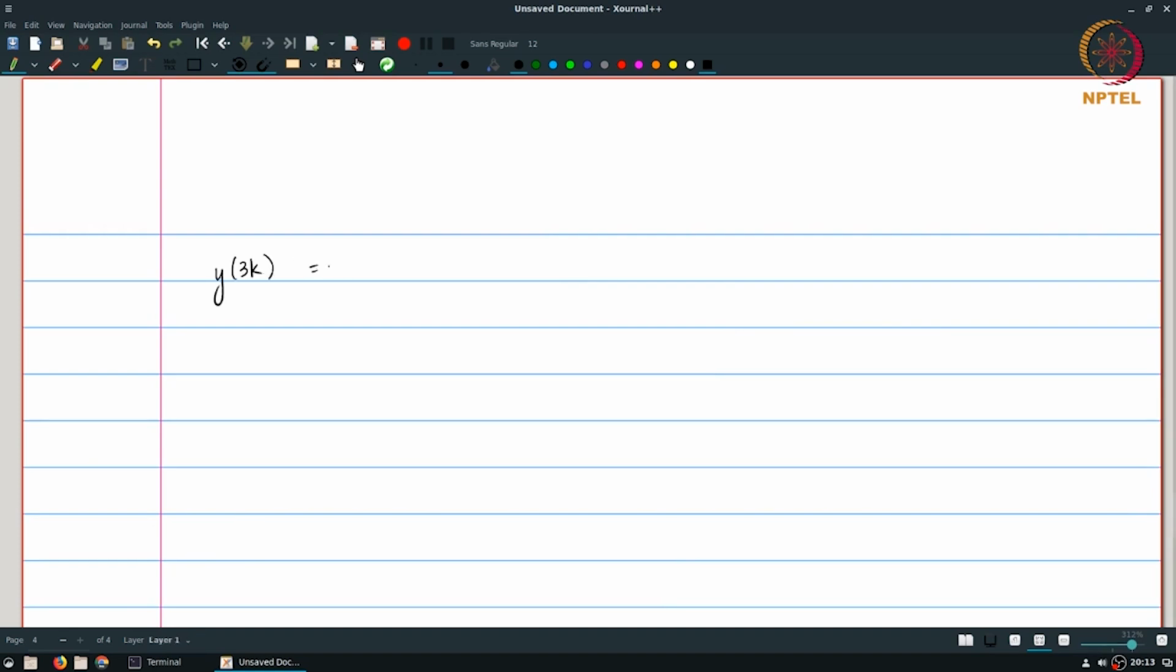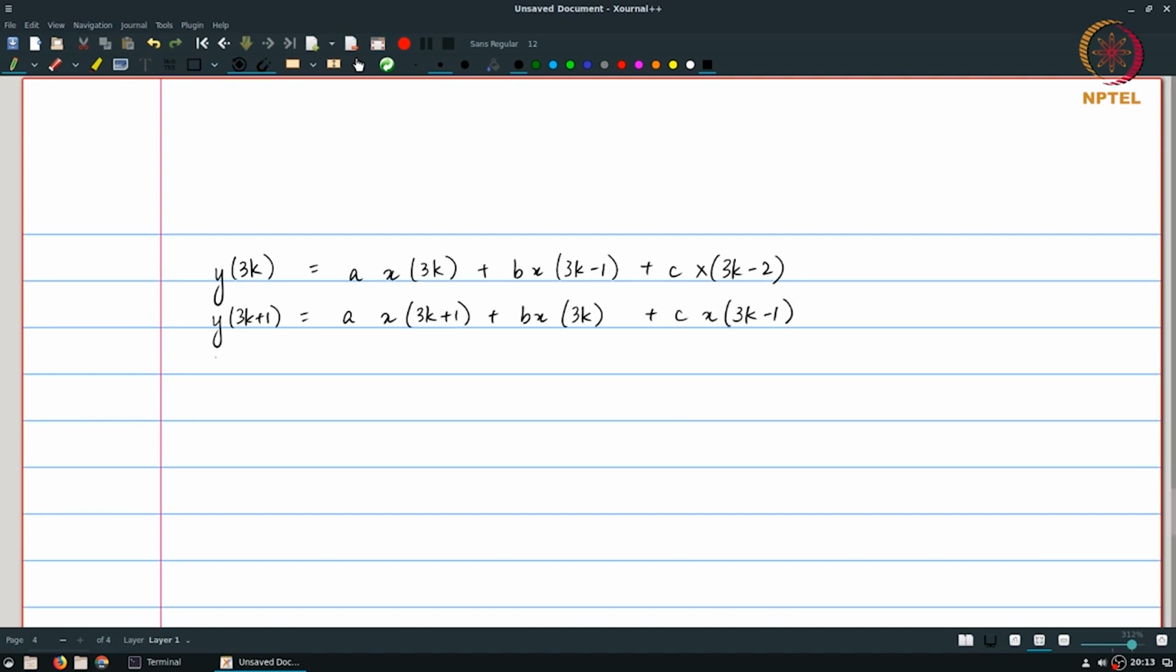y of 3k equals a times x of 3k plus b x of 3k minus 1 plus c x of 3k minus 2. y of 3k plus 1 equals a x of 3k plus 1 plus b x of 3k plus c x of 3k minus 1. And y of 3k plus 2 equals a x of 3k plus 2 plus b x of 3k plus 1 plus c x of 3k.